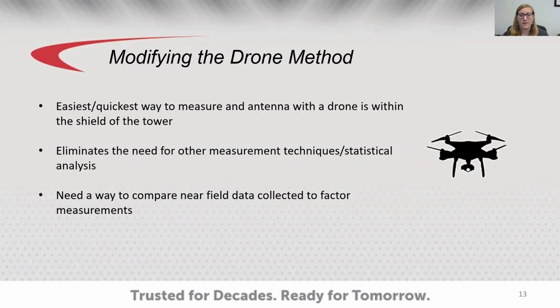So how do we modify the current drone measurement method for the near field to get quick and easy measurement with as few errors as possible, but also be able to compare that measurement to the desired far field pattern? From a drone operator standpoint, this is relatively simple. Just fly the drone at 400 feet from the antenna, staying within the shield of the tower. This eliminates the need for more time-consuming and cost-prohibitive measurement techniques. The only glitch is we need a way to analyze the near-field data and compare it to the factory-measured data for that antenna.